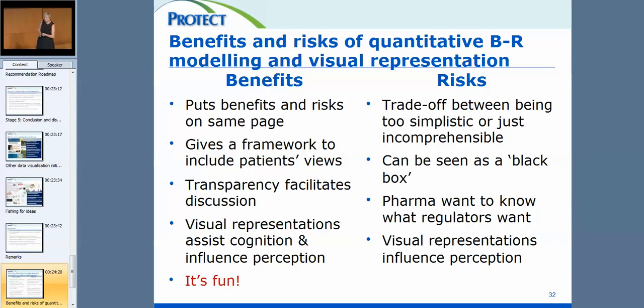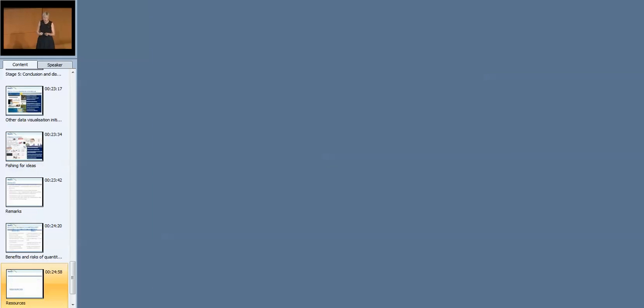When I talk to people in pharma, and I hope you don't, they say, what do the regulators want? Well, the regulators are saying, we're feeling our way here. We want to see some really good examples. You know, put your thinking caps on. And how you present it visually really can influence perceptions. So I think there is a huge amount of work to do in this space.